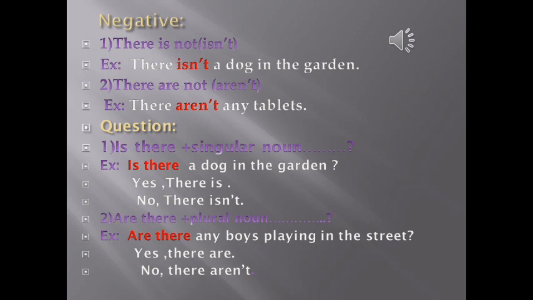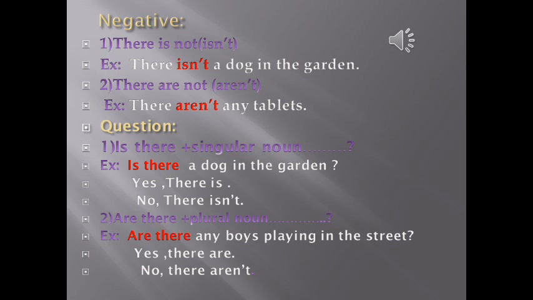For example, there aren't any tablets. Look at the word, yes, aren't. The negative means there aren't. Yes. A question, how can we form a question or how can we ask with there is or there are? We start with is there. Number 1, is there plus singular noun.